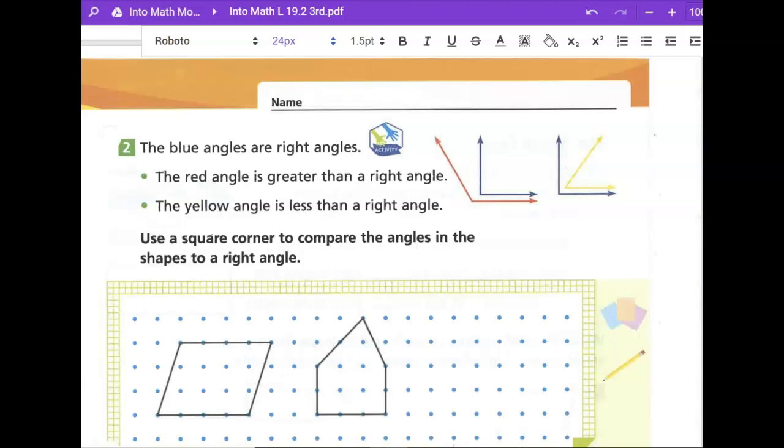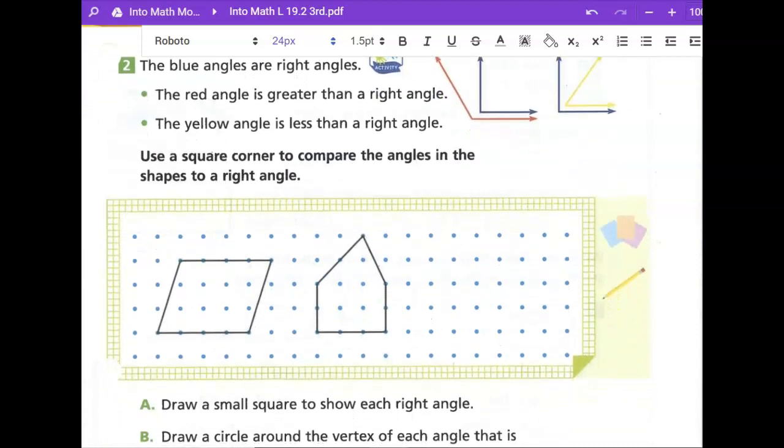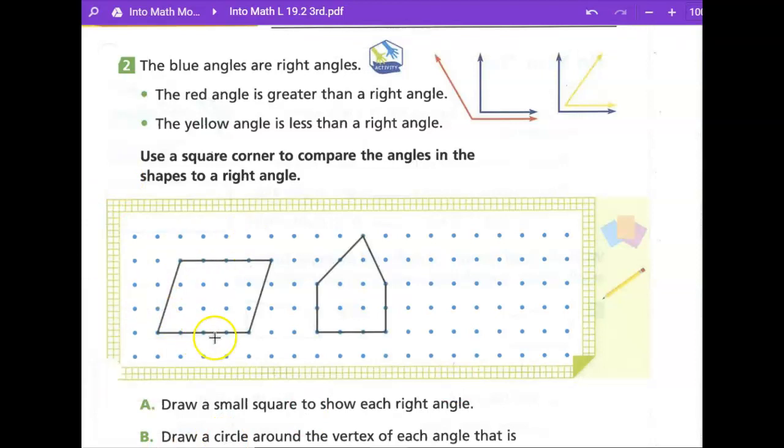And the yellow line is less than a right angle. You see why they say that? Why one's greater and one's less? Okay. Use the square corner to compare the angles in the shape to a right angle. And it says draw a small square to show each right angle. So I'm going to get my square back out and you take your square. See if you can find a right angle in this first shape.